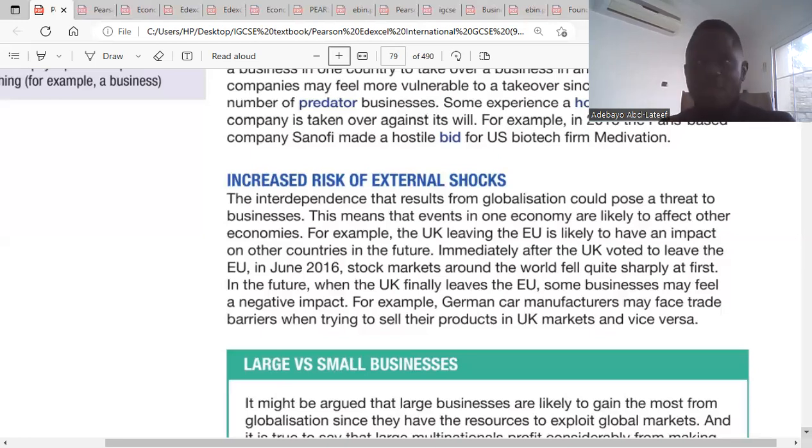Maybe there's war, and you rely, for example, on Syria for importing oil or gas. But now there's war in Syria. It means there will be a break. You won't be able to have access. That is what external shock is about. Do you get it? Like the case of Ukraine and Russia. Some countries rely on getting resources from Ukraine, but right now, because there's war in Ukraine, they won't be able to have access to it. So that's external shock. Events in one country might become a problem to your own country because you depend solely on that country. That is increased risk of external shock. Do you have any questions about that?